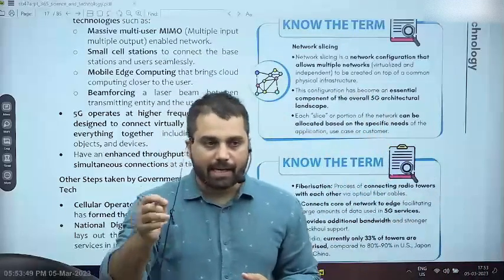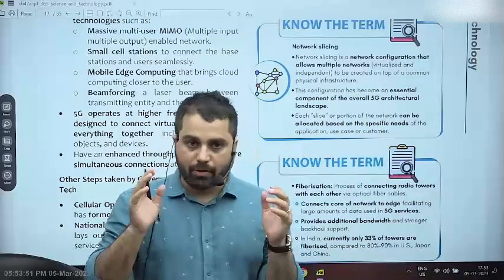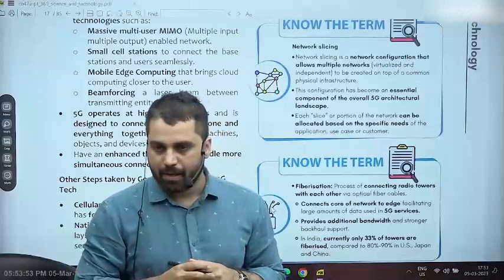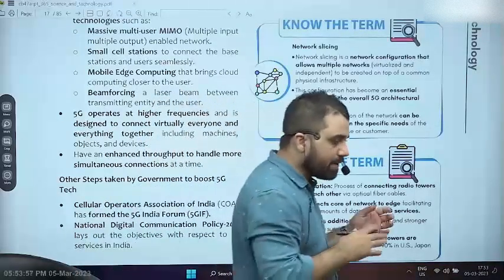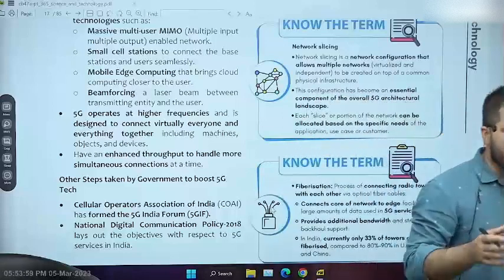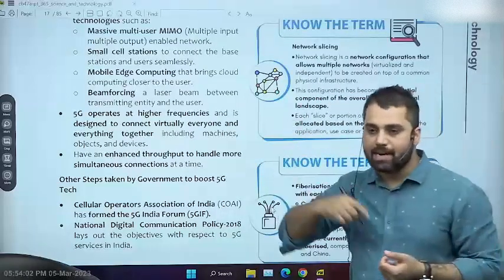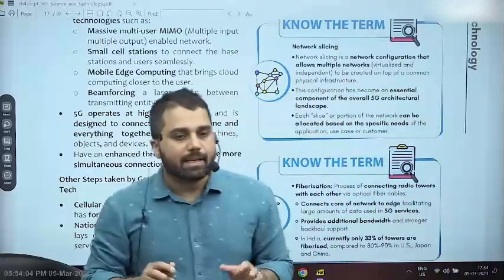But there is a challenge also. Cloud computing has actually revolutionized information technology. But there is a challenge also, and that challenge is that because everything is happening from some central location, often that will increase latency. Let's take a simple example.